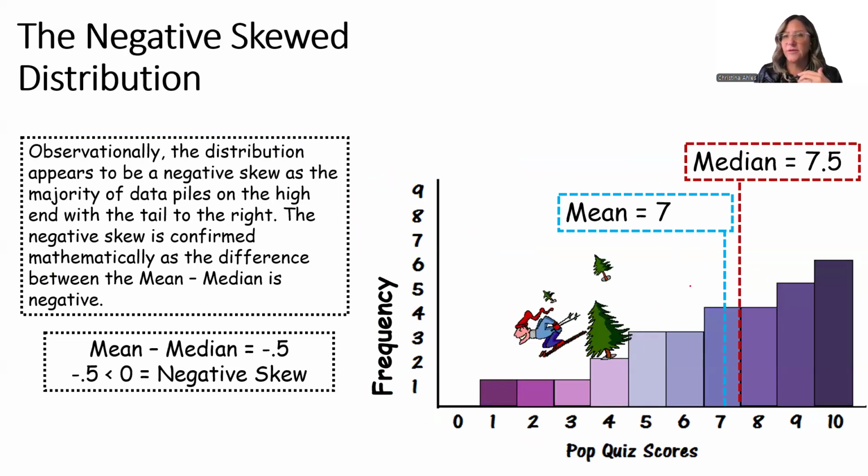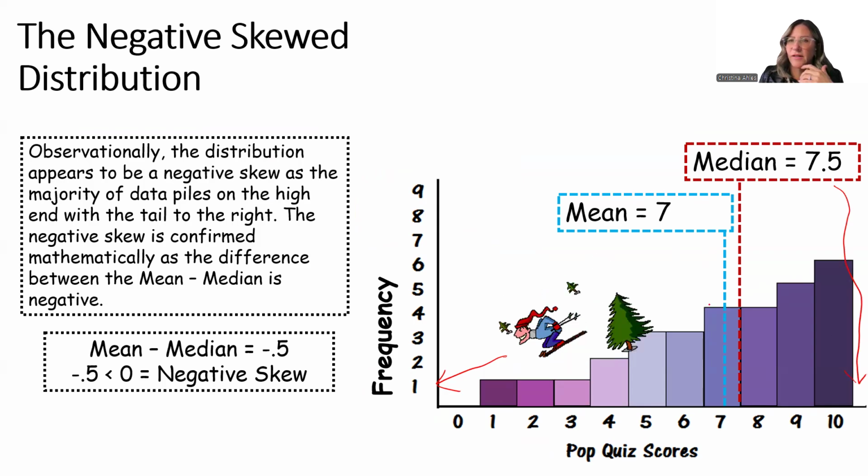Same thing if we are looking at the opposite. Look at where my skier is going now. He is heading for the negative side, right? He's like, no way do I want to fall off that cliff over here. You don't want to fall off that cliff. You want to ski towards the negative numbers, right? So it's a negative skew.